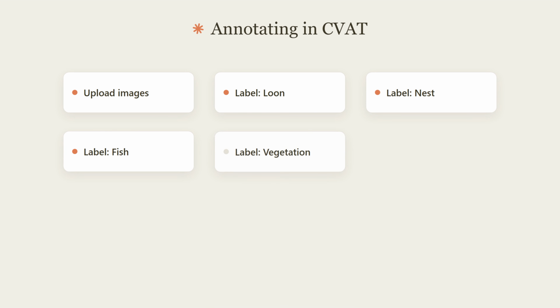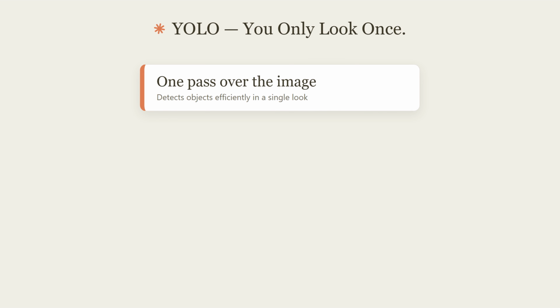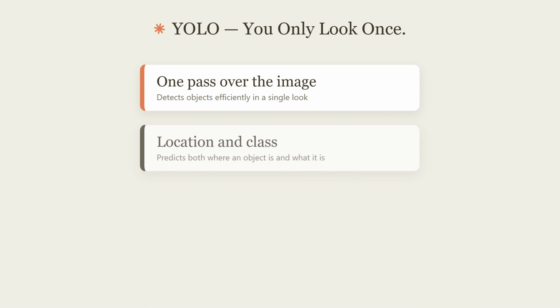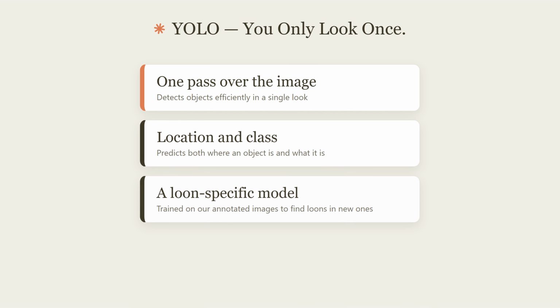One model family we can use is YOLO, which stands for You Only Look Once. It is designed to detect objects efficiently, finding both their location and their class in a single pass. Our goal is that, once we have enough high-quality annotated loon images, we can train a YOLO model for our own use case that predicts where the loons are in a new image.